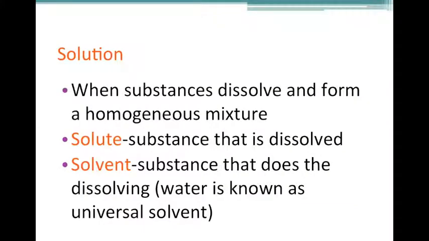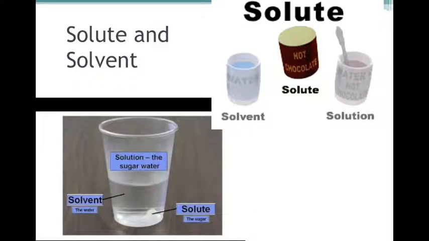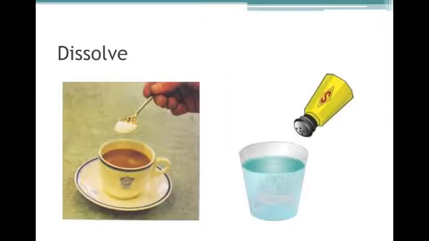Next, we have a solution. This is when substances dissolve in a form of homogeneous mixture. We have a solute, and then we also have a solvent. Water is usually the universal solvent. So if we're looking here, the sugar is the solute. The water is the solvent. They're related because every taste is going to taste exactly the same. In the hot chocolate, what do you think is the solute and solvent? So we're showing sugar dissolves in tea, salt dissolving in water.